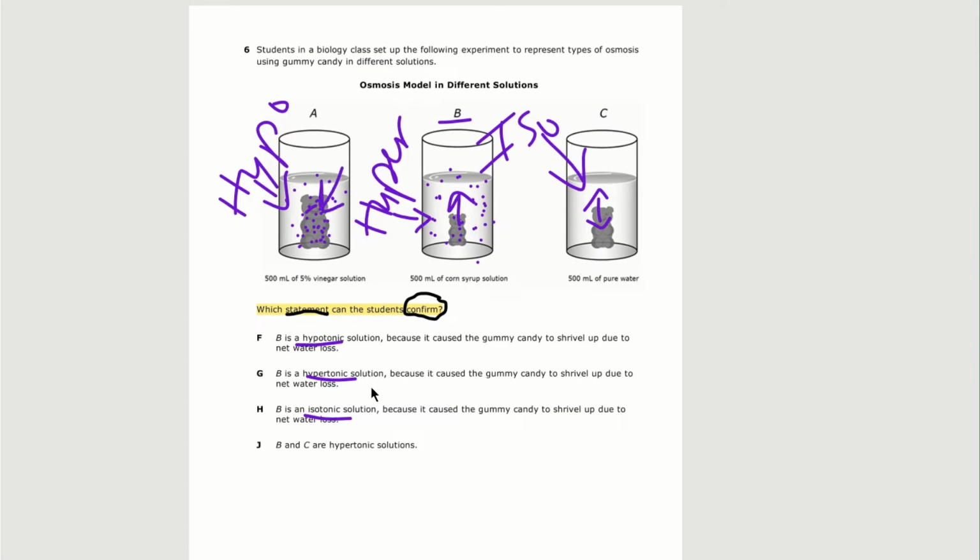So B is hypertonic because it caused the gummy candy to shrivel. You see, that one's the same as the top, but that one is the right answer. B is an isotonic solution because it caused the gummy candy to shrivel up. Would iso cause it to shrivel? No, it will cause it to stay the same. B and C are hypertonic solutions. No, because C, nothing happened to it. So the answer was G, like giraffe.